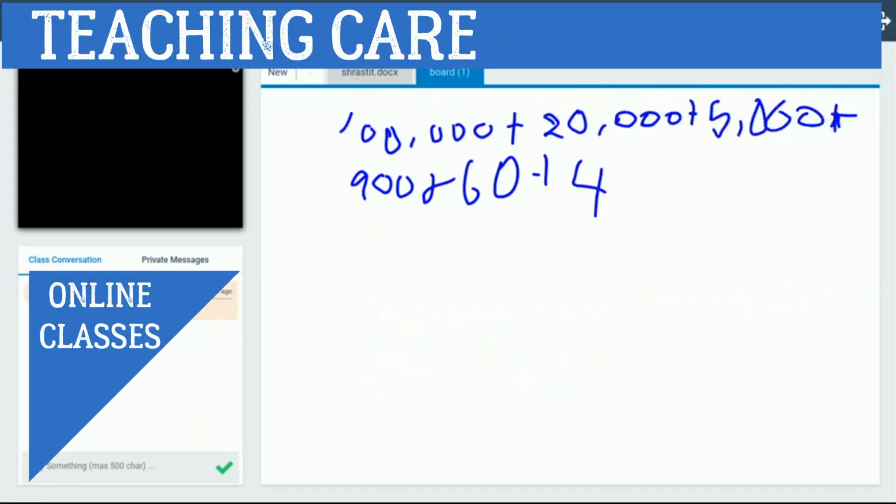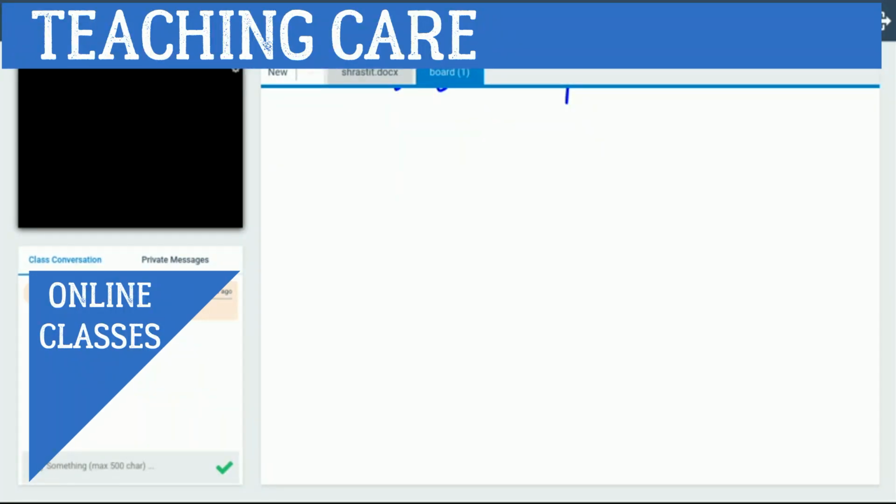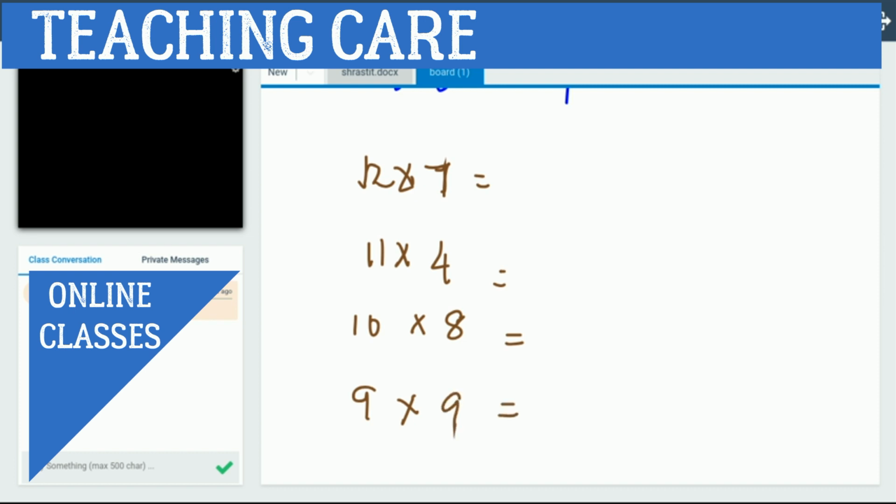You have till 12 tables, right? 12 times 7. 11 times 4. 10 times 8. You can write the answer. 12 times 7, 11 times 4, 10 times 8, 9 times 9, 8 times 7. So 12 times 7 is 84.